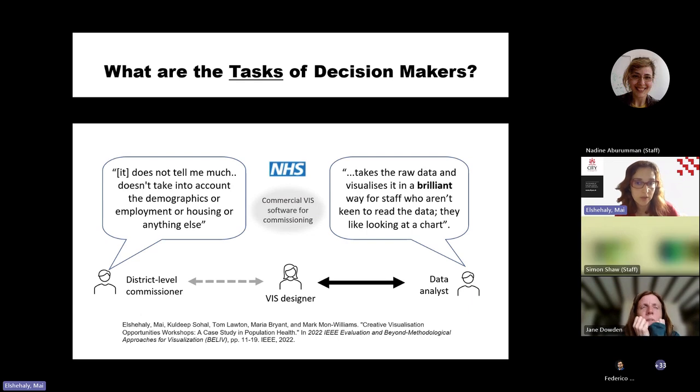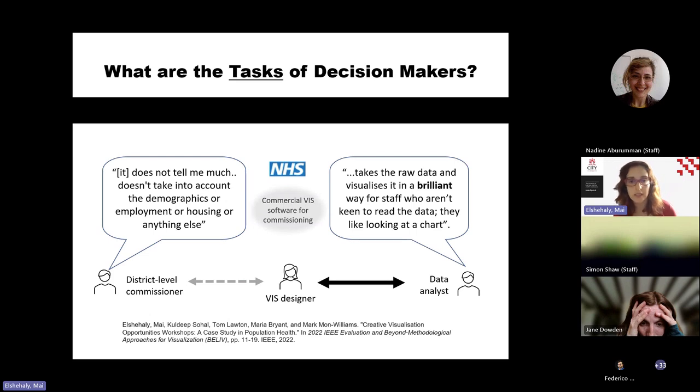So we thought there was a really good opportunity to try and understand the tasks that decision makers wanted to achieve using visualization and how it was being used. So we started interviewing a group of people, including data analysts and also district level commissioners, and we got really different perspectives from both of them.